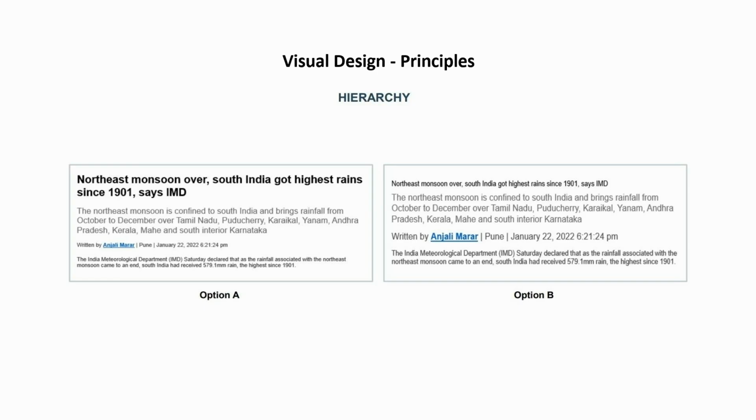of this particular box. Then you have in grayscale, 'The northeast monsoon is confirmed to South India and brings rainfall' and so on up to Karnataka, right? So this is nicely aligned with the left and moving in a different font and color. So basically the key highlight is the title of the particular news article, and then you start reading about the grayscale details of the write-up. Then you have a lower font which is written by Anjali Marar. This is just a pseudo person from Pune, January this, and at this PM, right?